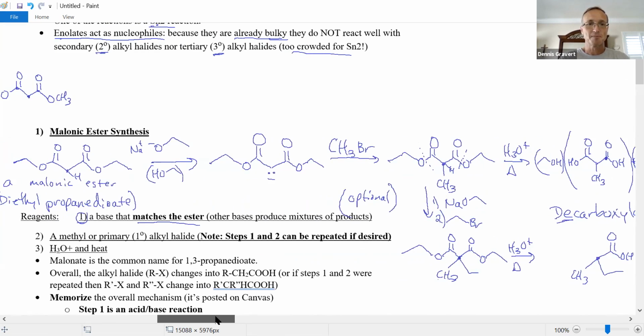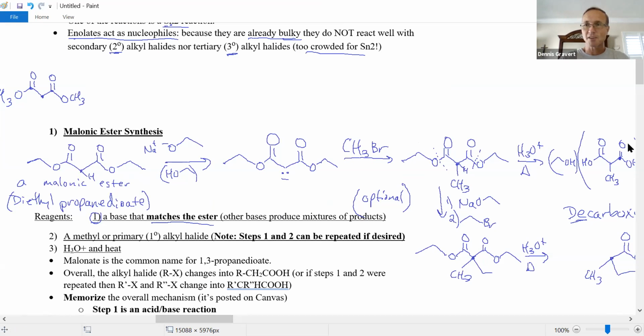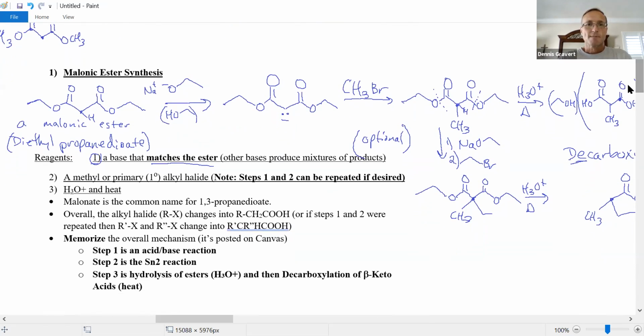Lots going down. I've got a few notes here. Let's see if I missed anything. A primary or methyl alkyl halide, and steps 1 and 2 can be repeated. That's our optional step. We did repeat it with the base and with the alkyl halide. Malonate is a common name for 1,3-propanedioate. Oh, yeah. Overall, ooh, so this is a change of perspective.